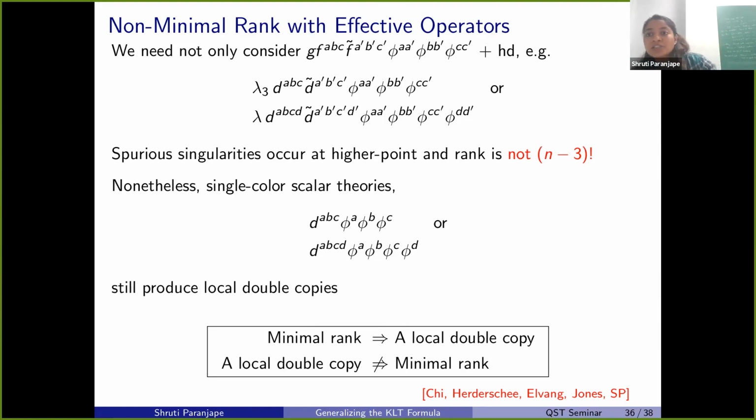Nonetheless, there are special theories that will cancel these spurious singularities. In these 2 cases, they are just the single color scalar theories. So basically, if I took this and double copied it with itself using this kernel, I get phi cubed. If I use this with this kernel, then I get phi to the 4th. These are somewhat trivial examples, but they are telling you that the converse of the minimal rank condition is not true. Minimal rank implies locality, but you can have things that are local even if your kernel is not a minimal rank kernel, as long as you have these cancellations of the bad poles that occur.